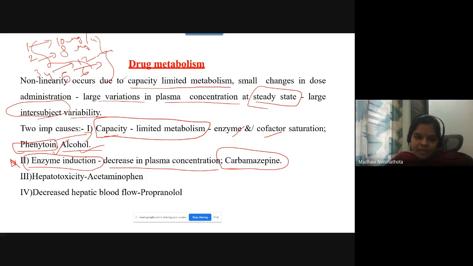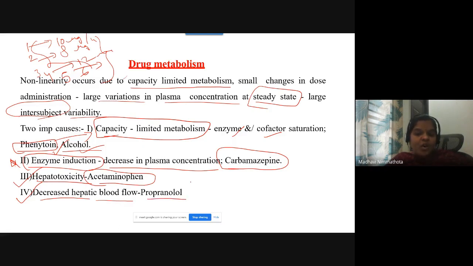So apart from these two important causes of drug metabolism, you may have hepatotoxicity and decreased hepatic blood flow. In case of hepatotoxicity, the drug acetaminophen will produce these changes in the metabolism. Why? Because it is producing hepatotoxicity. And in case of decreased hepatic blood flow, we observed this decreased hepatic blood flow in case of propranolol.